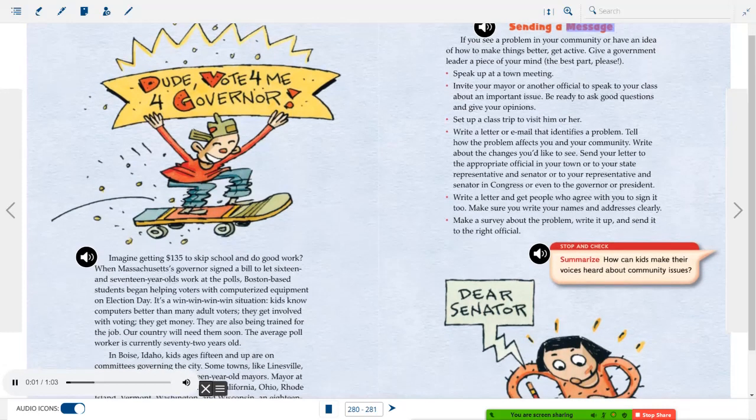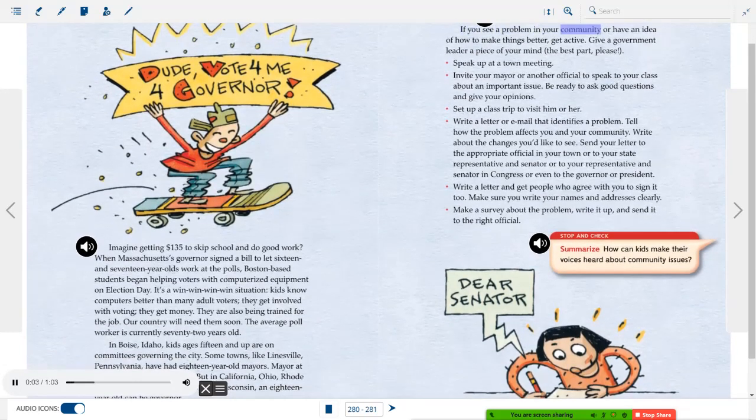Sending a message. If you see a problem in your community or have an idea of how to make things better, get active. Give a government leader a piece of your mind. The best part, please. Speak up at a town meeting.